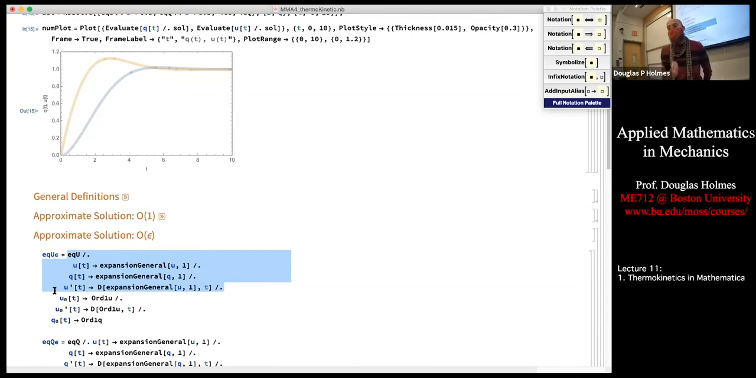But now we also have to tell it that we know U naught and we know Q naught. And not only that, but we also know U naught prime. And in the next one, we'll know Q naught prime. So order 1 for U is U naught. So we replace U naught of T with order 1. We replace U naught prime of T with the derivative of U naught of order 1 with respect to T. And we replace Q naught of T with our order 1 solution for Q.